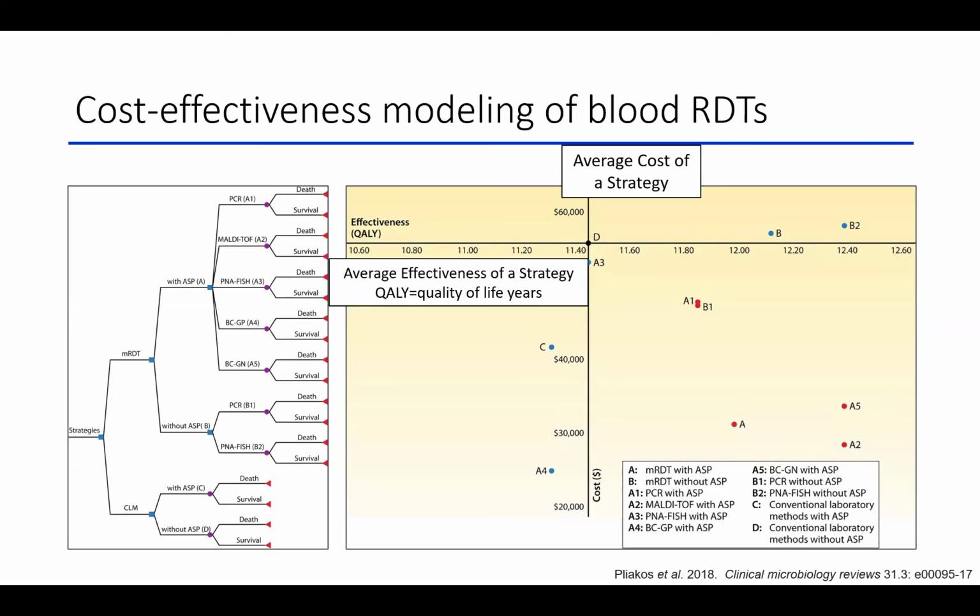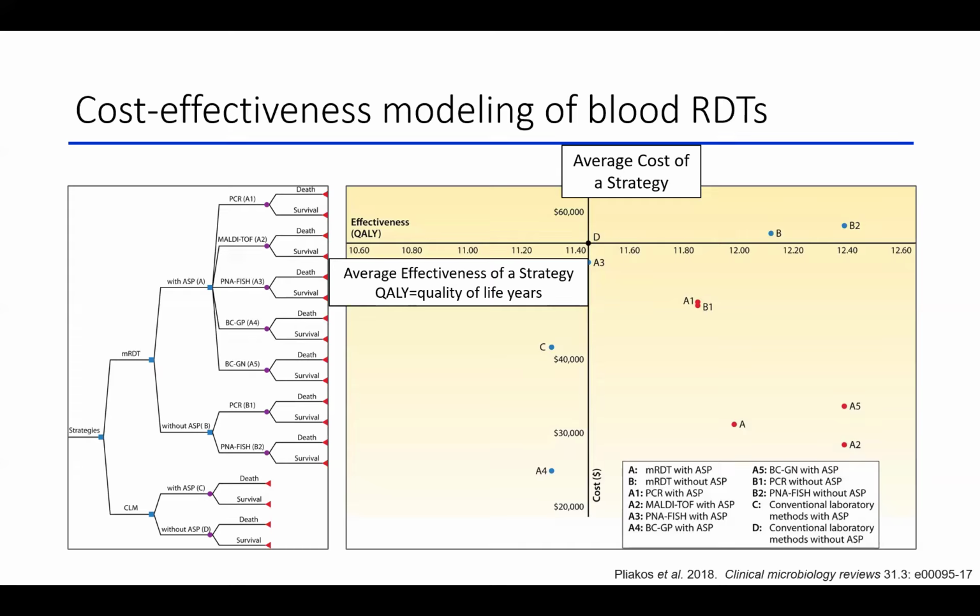And just to orient you, the y-axis is the average cost of a strategy. So you can see that here, that's cheap, at the top, expensive. And along the x-axis is quality effectiveness of a strategy, so quality-adjusted years of life. And they set their axis at D, which is conventional culture without stewardship. So that's where we're starting.